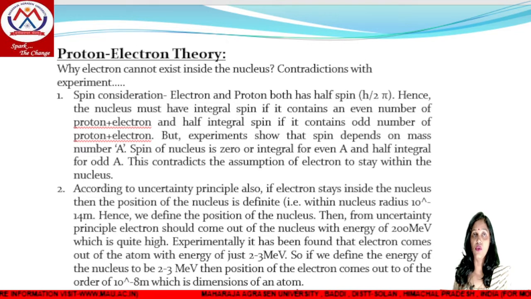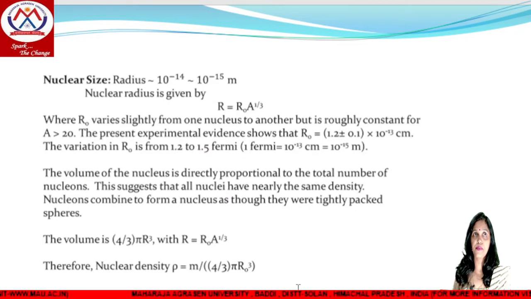Neutrons are neutral particles and they have the same spin as protons. Now the nuclear size was given to be 10 raised to the power of minus 14 to 10 raised to the power of minus 15 meter. The nucleus radius was given to be R equal to R naught A raised to power 1 by 3, where R naught varies slightly from one nucleus to another but is roughly constant for A greater than 20.